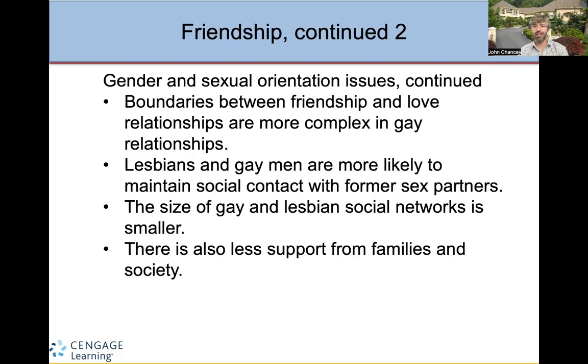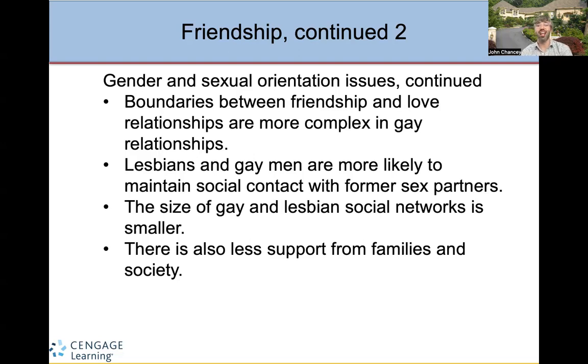In terms of sexual orientation, we do see boundaries are present between friendship and love, but relationships tend to be more complex in homosexual, gay, and lesbian relationships. The research also shows that lesbians and gay men are more likely to maintain social contact with former sexual partners. And the size of the actual social network for gay men and lesbians tends to be smaller than that of their heterosexual counterparts.